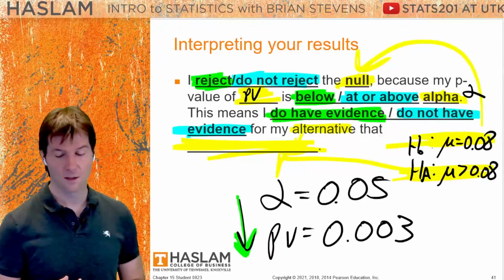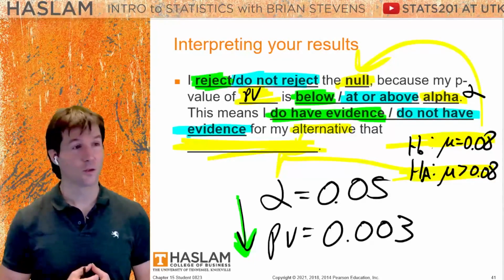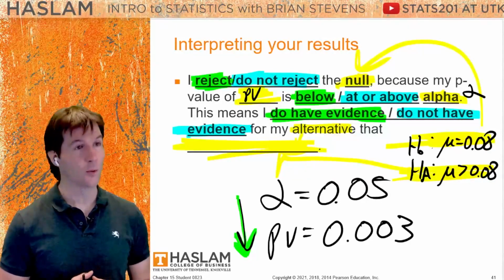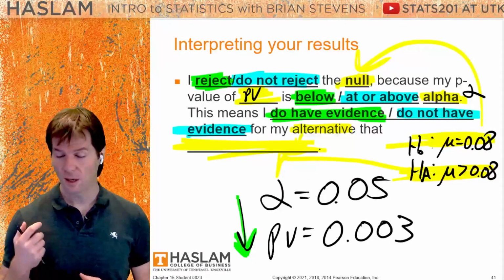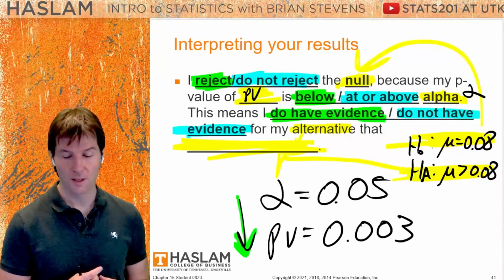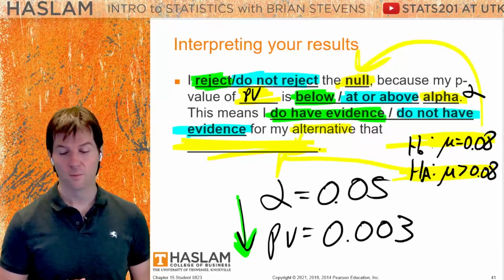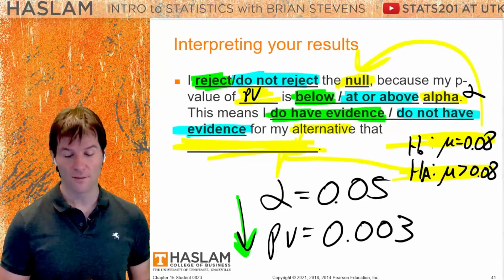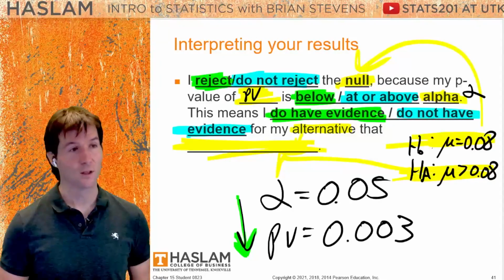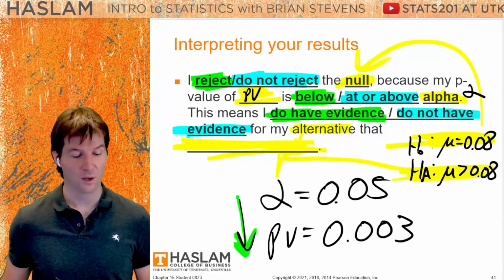So, once again, I reject the null that the true mean level of Murex is equal to 0.08 in these fish because my p-value of 0.003 is below my alpha of 0.05. This means I do have evidence for my alternative. The true mean level of Murex is greater than 0.08.